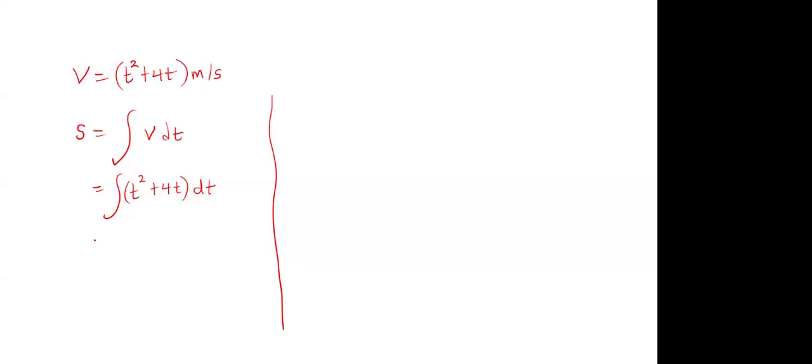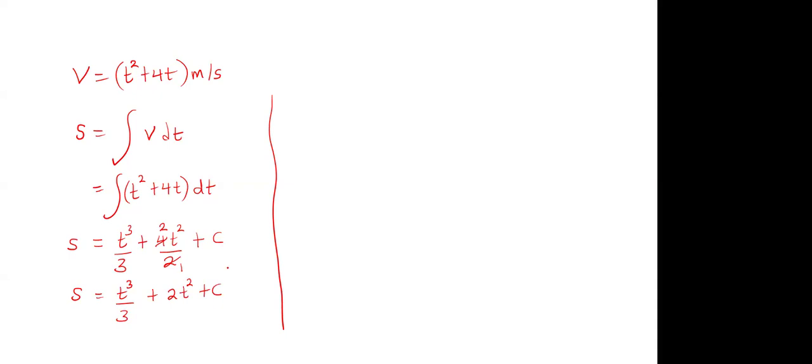It will be t cubed over 3, plus 40t squared over 2, then plus C. Good. Now this is the displacement. Now, since you can reduce this by 2, we can reduce that. So we shall have t cubed over 3 plus 2t squared, then plus C.